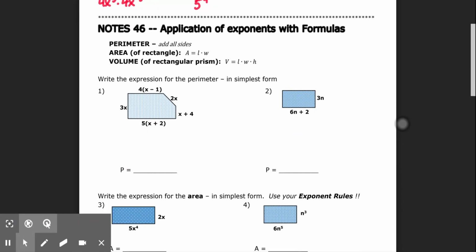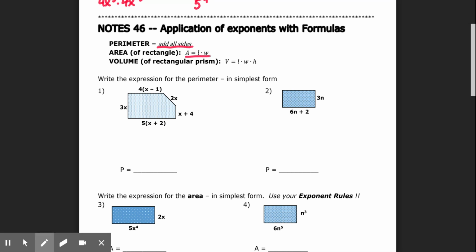All right, let's take a look now. We're going to apply some of these exponent rules with some formulas. Just remember that perimeter means to add all the sides. Area of a rectangle would be length times width. The volume of a rectangular prism would be length times width times height.